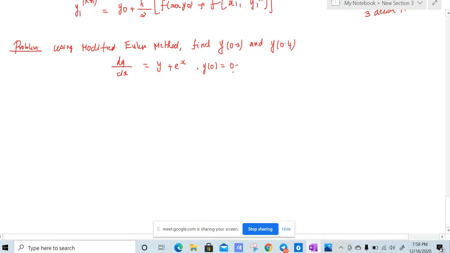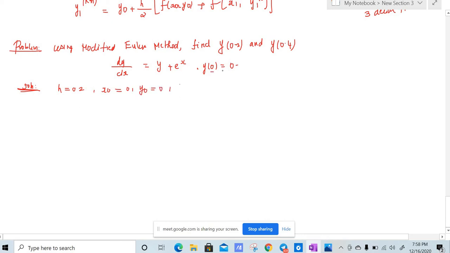What I'm going to do is put h equal to 0.2 straight away. You don't need to take 0.1 here. Solution: in Euler's method, you could also put h equal to 0.2, but if you go 0.1, 0.2, the answer will be more accurate than going directly with h equal to 0.2. But in modified Euler's method, you will just take h equal to 0.2, with x naught equal to 0, y naught equal to 0.